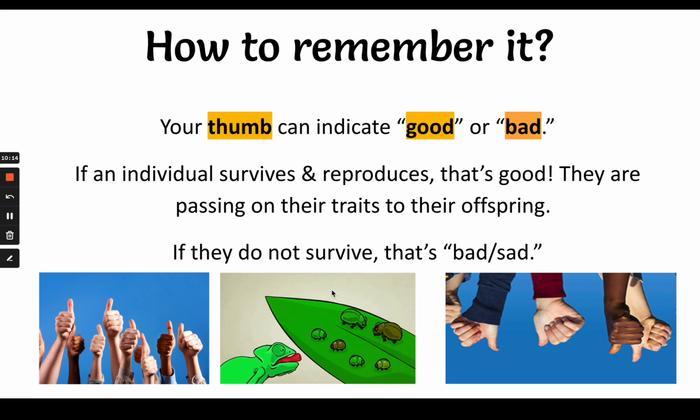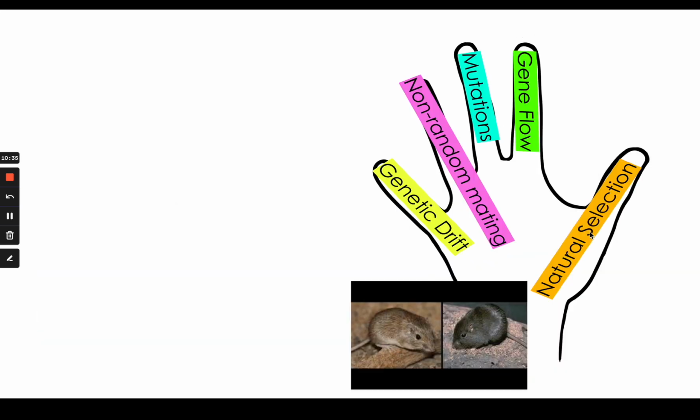So how do you remember natural selection? Well, think of your thumb can indicate good or bad. If an individual survives and reproduces, that's a good thing. That's a thumbs up. They're passing on their traits to their offspring. If they don't survive, that's bad or sad in a way. So that's a thumbs down. So that's natural selection represented by the thumb.